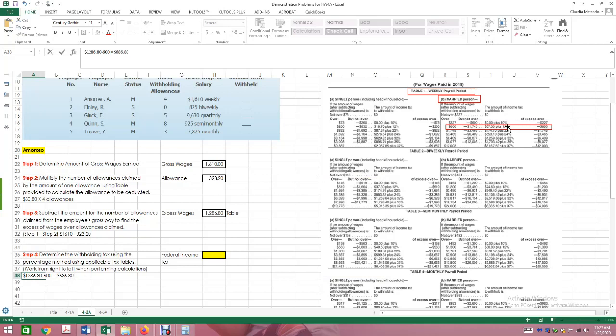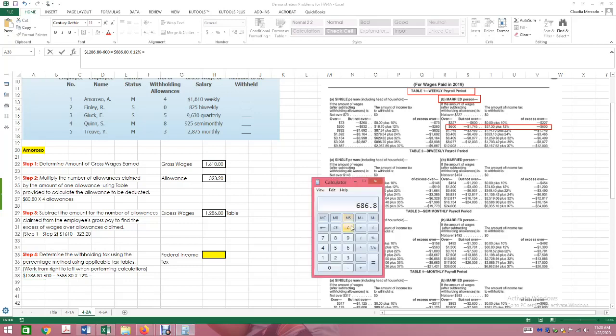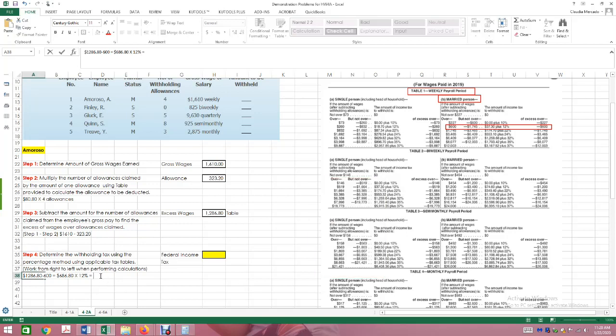Now, I'm going to multiply times my 12%. Okay? We're moving from right to left. So I'm going to multiply it by my 12%. Okay? Now let's see what we get. We get 82.416. Okay? I'm going to look at my third digit and I'm going to round up because this is greater than a 5. So it'll be 82.42.